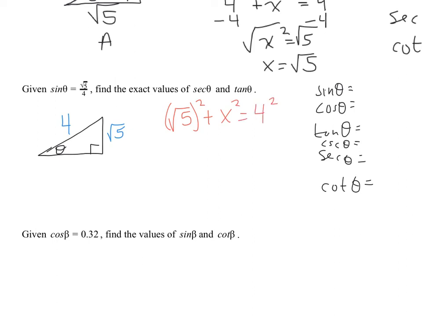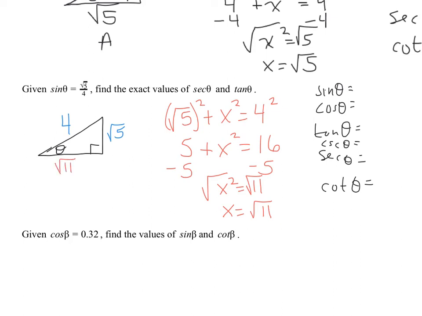So the square root of 5 squared is just 5 plus x squared equals 16. I'll subtract 5, so x squared equals 11. I'll take the square root, so x equals the square root of 11. So this side down here is the square root of 11. So now remember, this was the opposite side, this was the hypotenuse, this is the adjacent side.